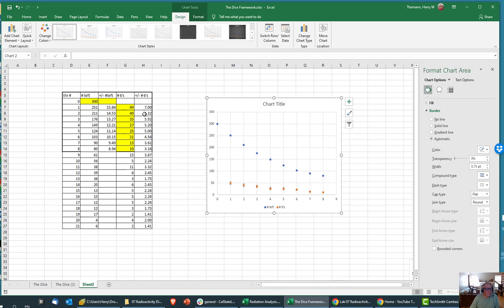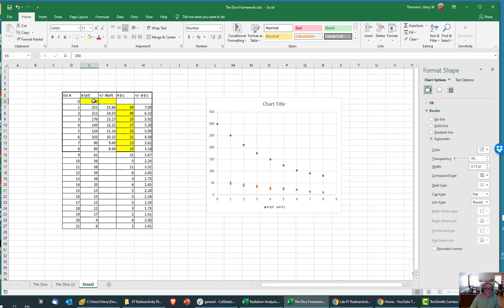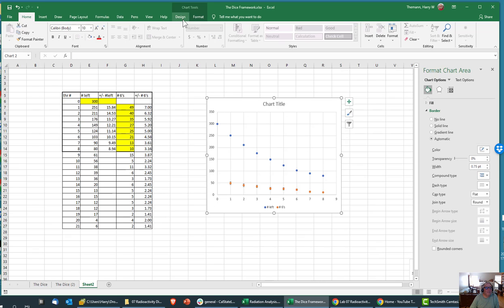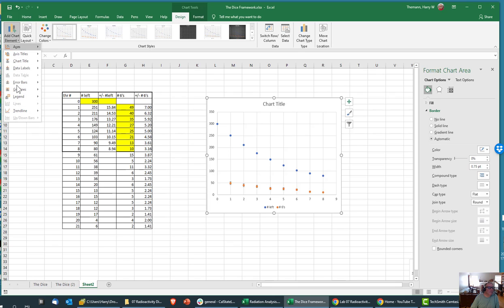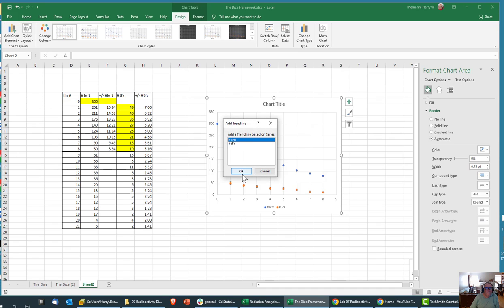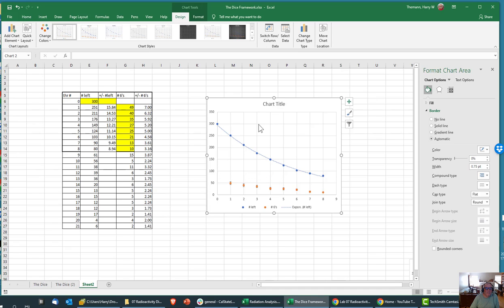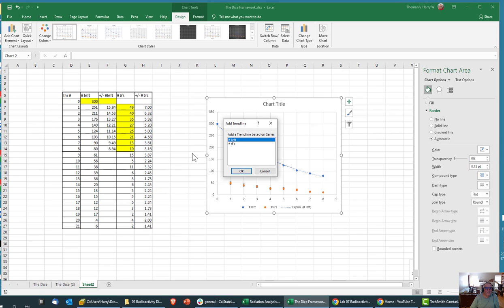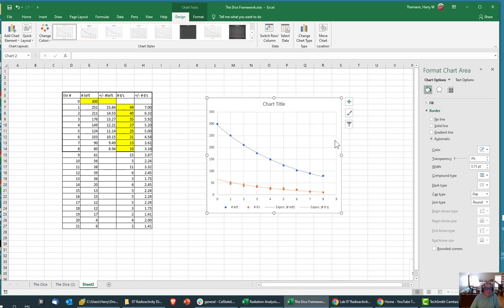So if we take a look over here, this is interesting too. Look at that, 300, 149. So we already have our half-life there. But let's highlight the graph, design, add chart element. So we need a trend line for the number left, and we need a trend line, and it's exponential, for the number of sixes. Bingo. There it is.